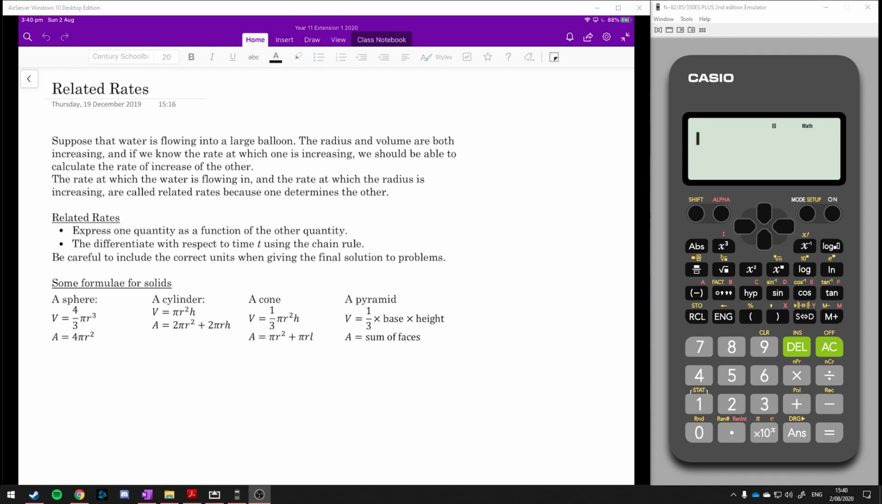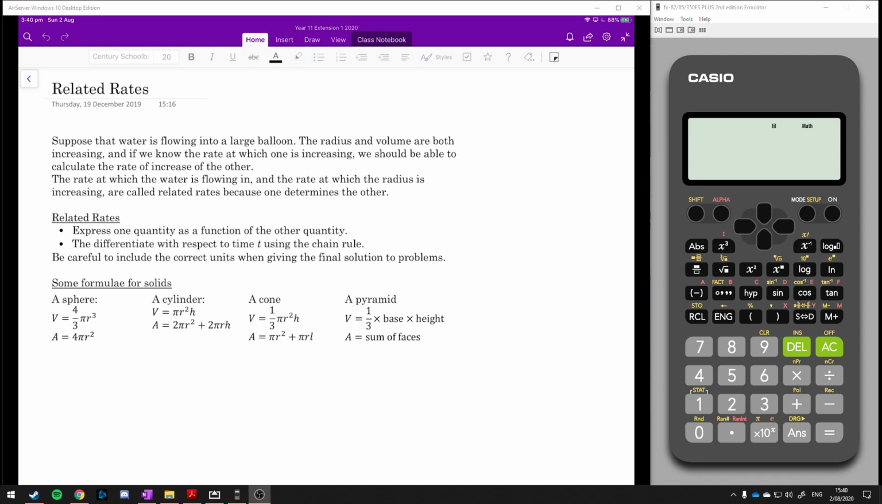Okay, so what we're going to look at in this video is some related rates. Now, when we talk about related rates, we're talking about two different rates due to time or due to a third function, okay? So suppose that water is flowing into a large balloon. This is the idea that we're going to have surrounding this, and it's going to give us a pretty concrete example of how two rates are related to each other.